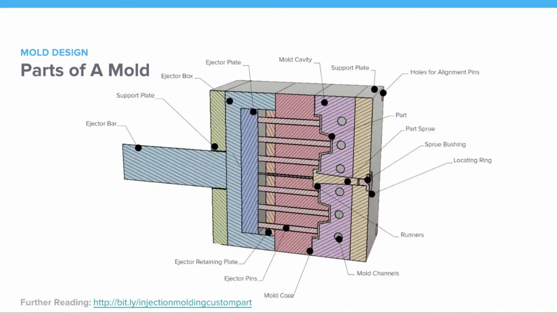So these are the parts of a mold here. I'm going to explain what each of these things mean, and point out the important bits. So first of all, this is an industrial injection mold.